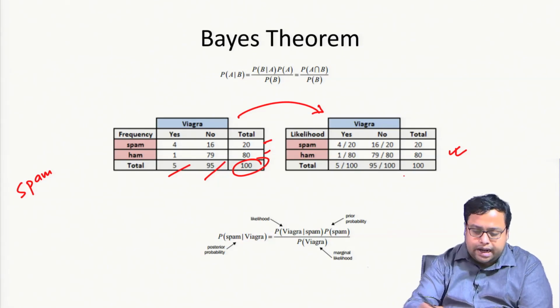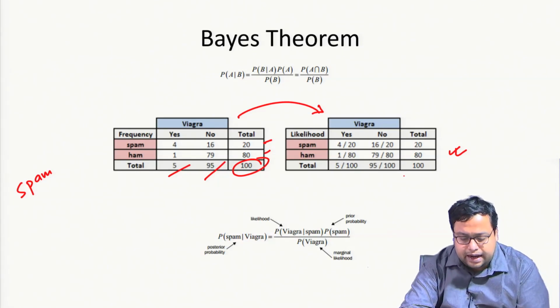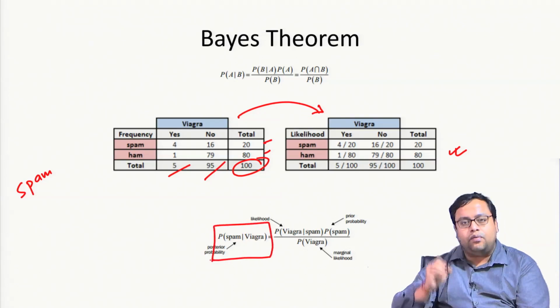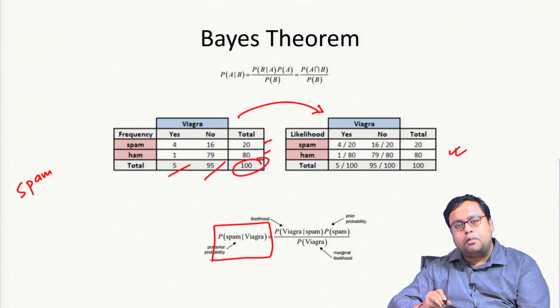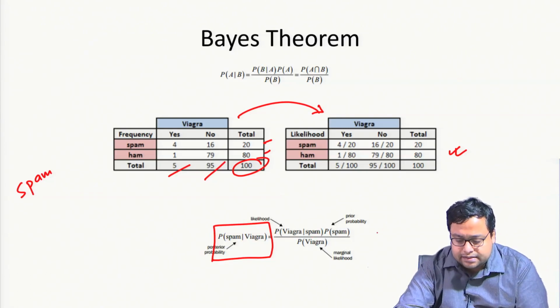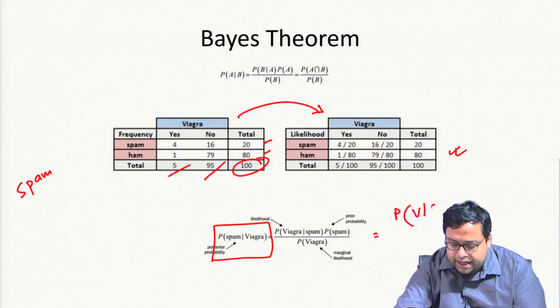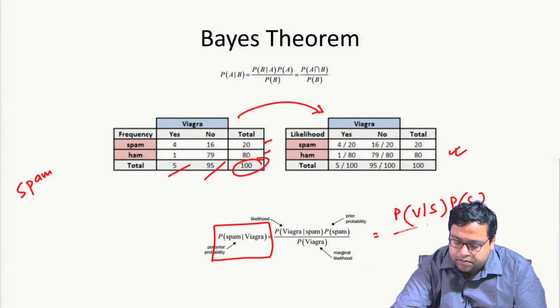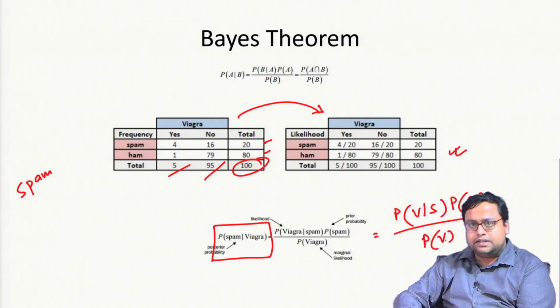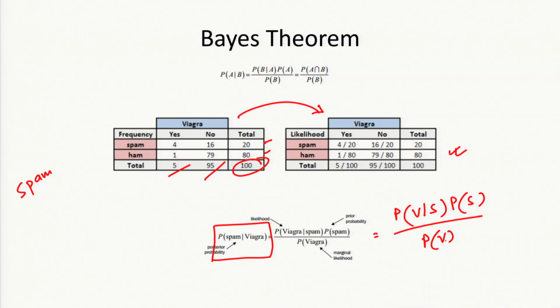Now, what is the probability that an SMS will be a spam given that there is a word Viagra? If the word is present, what is the probability that it will be a spam? That is P(S given V) equals P(V given S) into probability of S, divided by probability of V, is it not?